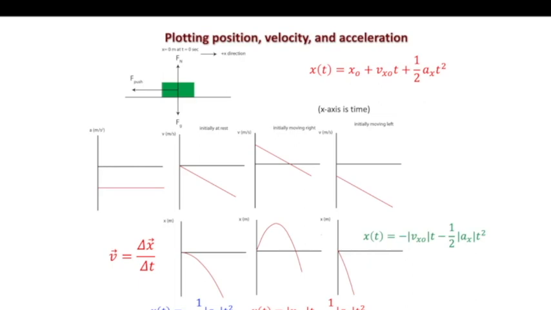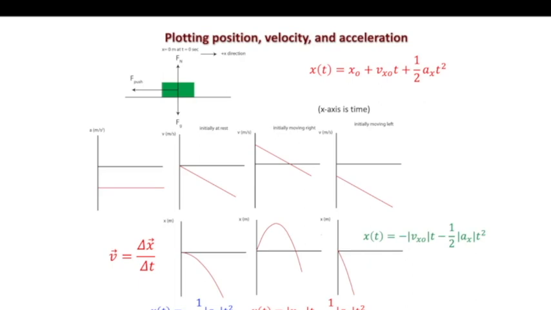If it's initially moving left, we start with a negative velocity, so we start with a downward sloping position graph at x equals 0 and just get more and more negative. And we can see, or maybe can find, that these three parabolas are really just sections of the same one. We're shifting it around and moving it up and down, depending on our other components.